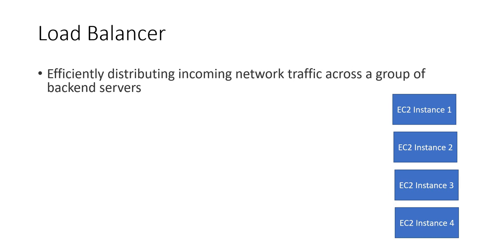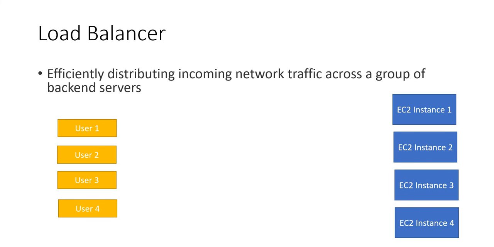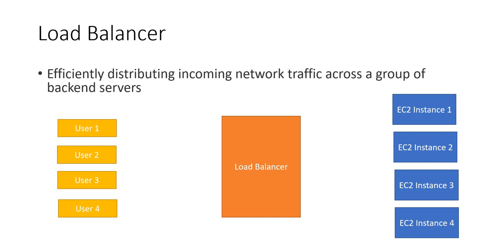Let's understand with the example. Suppose we have 4 EC2 instances running. On the other hand, we have 4 users. They will be sending requests towards our EC2 instances. Before a user talks to an EC2 instance directly, the request should go through the load balancer first. Basically, the load balancer will help you to divert the traffic coming from users to our EC2 instances. And those EC2 instances have our application deployed to respond to the requests coming from the user.